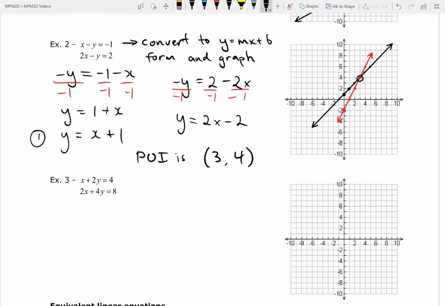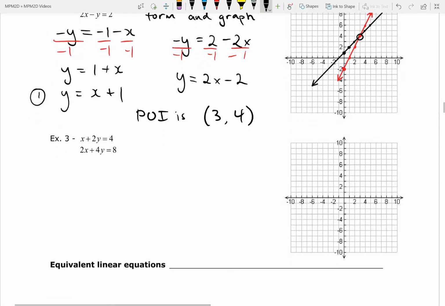Okay, example number 3. Let's look at this one. x plus 2y equals 4. So let's say that's my first equation. 2x plus 4y equals 8. That's my second equation. Sometimes it's good to label which equation is which by numbers, so that you know what you're working with.